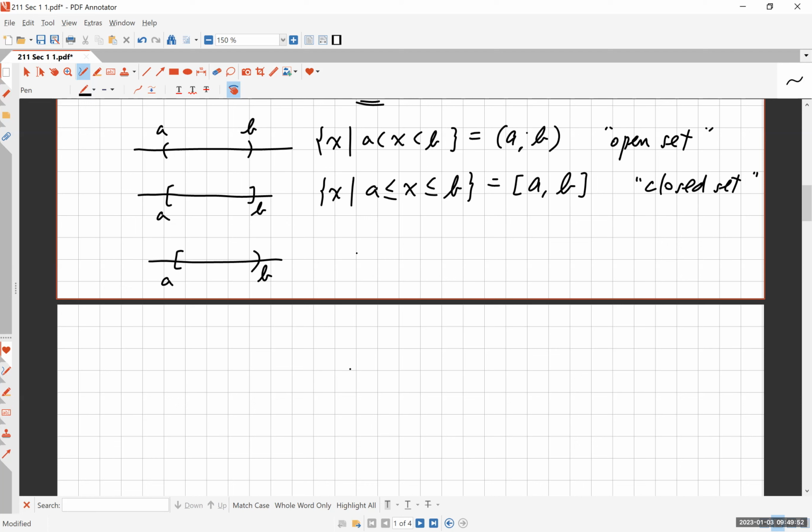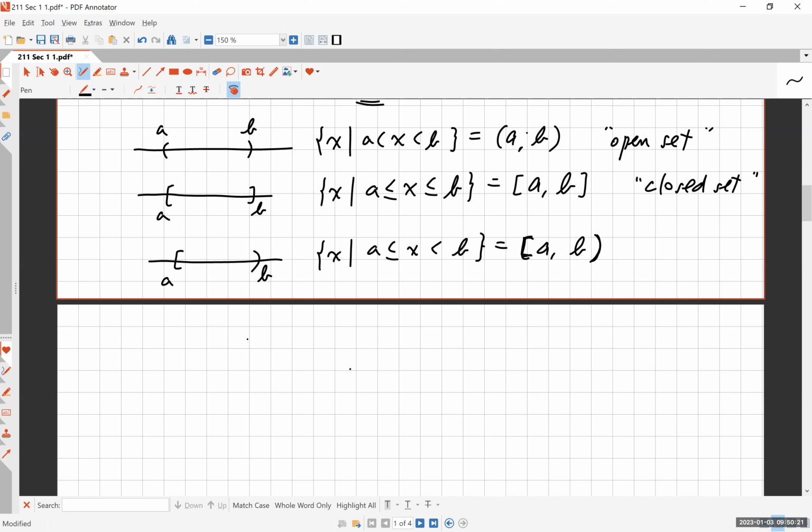This means the set of all x such that a is less than or equal to x, which is strictly less than b. This can be denoted with [a, b), where a is included but b is not. You can call this a half open set or half closed set, or you can say it's neither open nor closed. And you can do lots of different things with this.